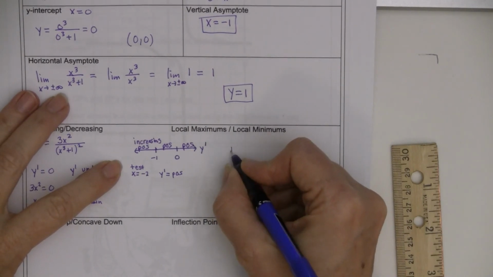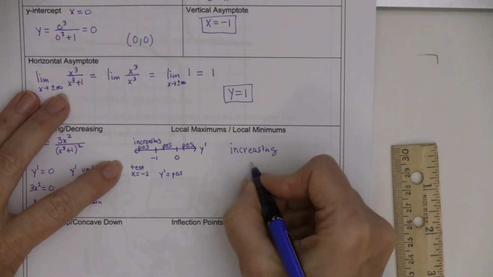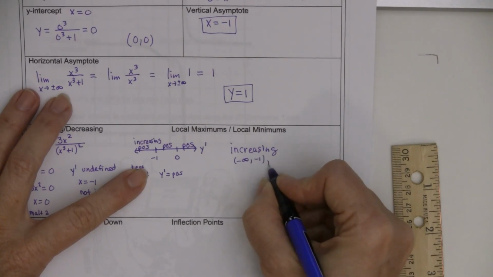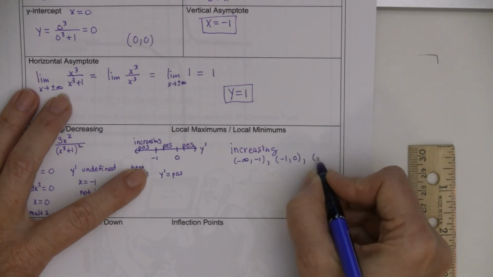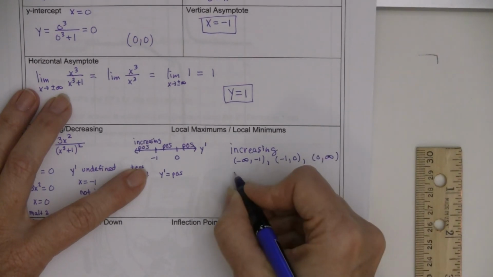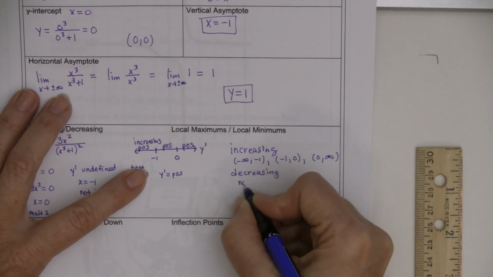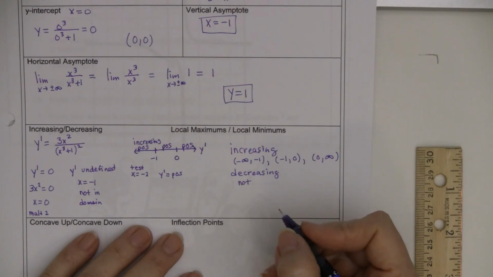So they asked us where it's increasing. And it's increasing from negative infinity to negative 1, and also from negative 1, I told you your book uses a comma, to 0, and also from 0 to infinity. And decreasing, they wanted me to say that too, and it's not decreasing. And so if I had a line, an underline for you to put increasing and decreasing, it seems like a good idea just to say not or never or whatever have you, just so that people know that you didn't just not answer the question.